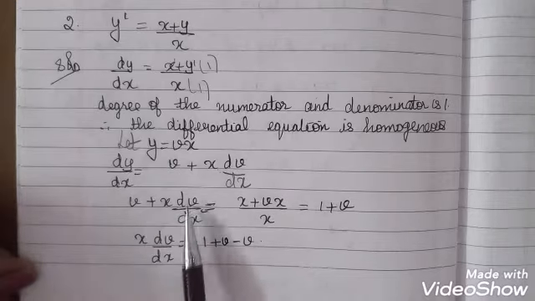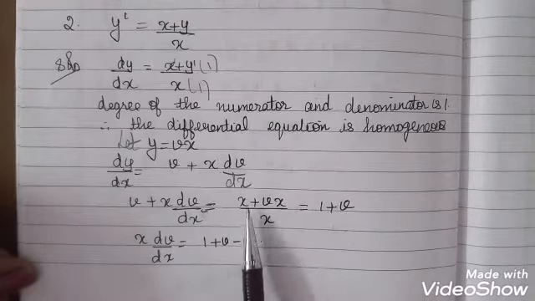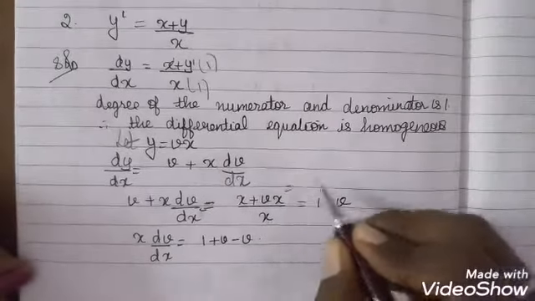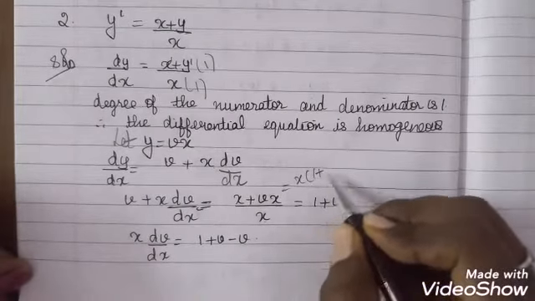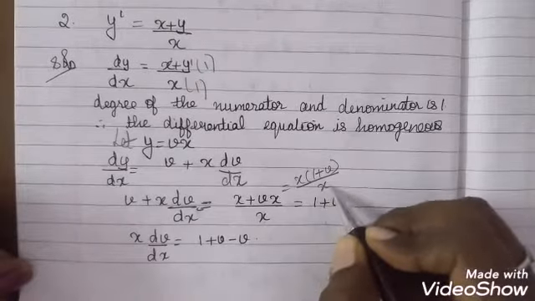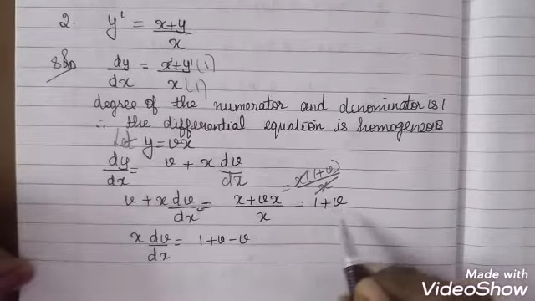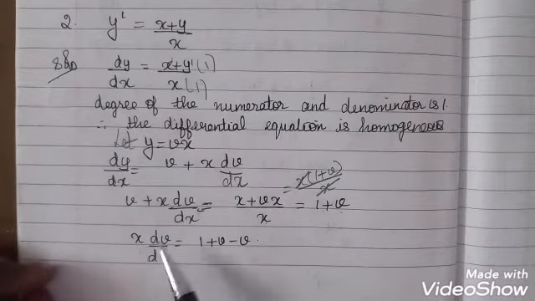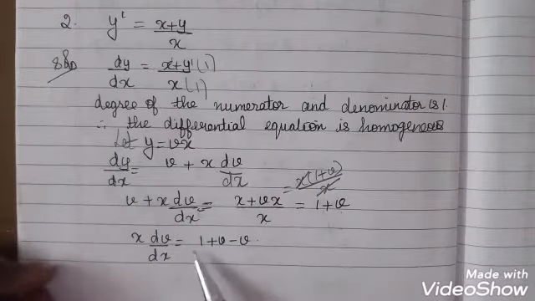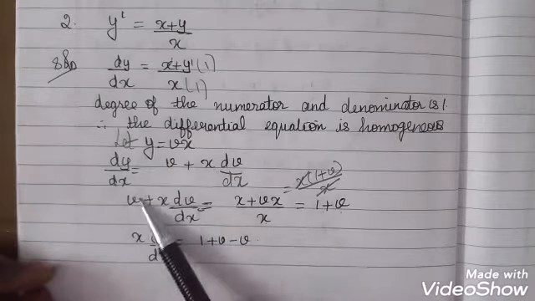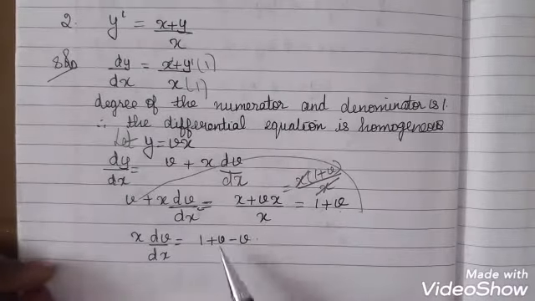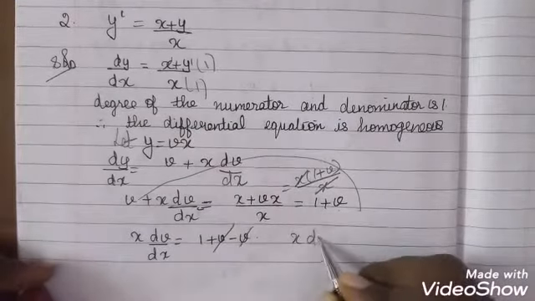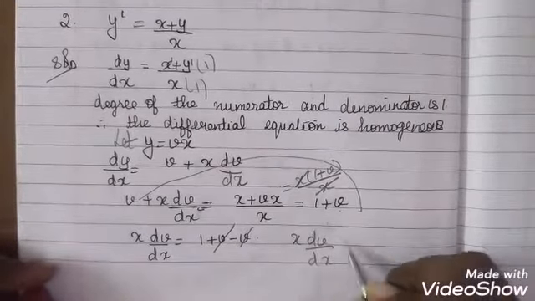V plus x into dv by dx is equal to x plus vx divided by x. So here, when I take x common, you're left with x into 1 plus v divided by x. Your x and x get cancelled, you're left with 1 plus v. Got it? So you can write it as x into dv by dx is equal to 1 plus v. When you take it to the other side, you will have it as minus v. So here it gets cancelled. So you are left with x into dv by dx, which is equal to 1.